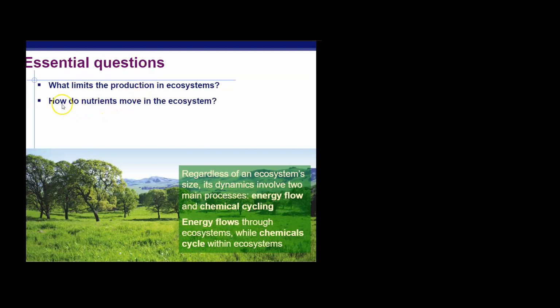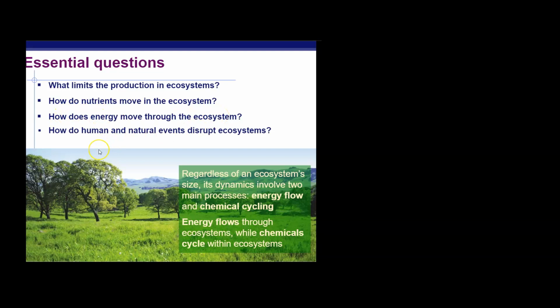We also are going to look at, part of those limits will involve the nutrients that are available within the ecosystem. So how are those nutrients moving within that ecosystem? And then also, how much energy is there within the ecosystem, and how is that energy moving through the ecosystem? And then finally, that piece about disruptions, conservation, etc. We're going to look at human and natural events that cause disruptions to ecosystems.